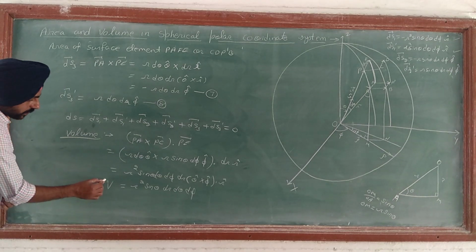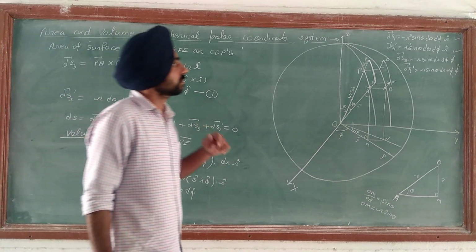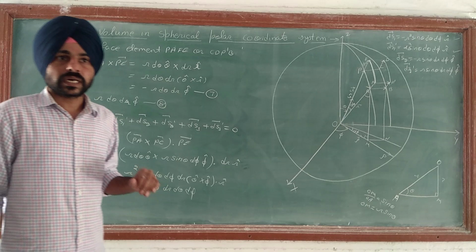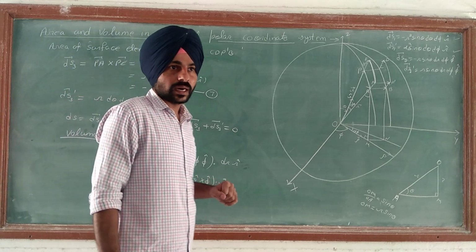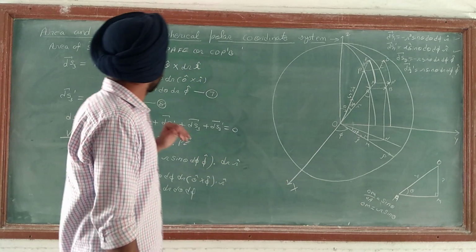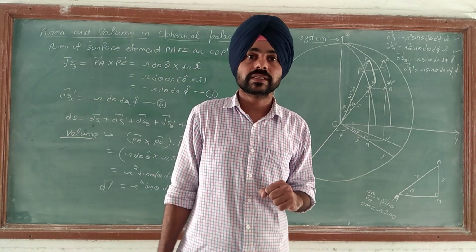It's better if we represent it as dτ, as we have written ds in case of area. So this is the way to calculate the area and volume in Cartesian coordinates. This is the way to calculate the area and volume in spherical polar coordinate system.